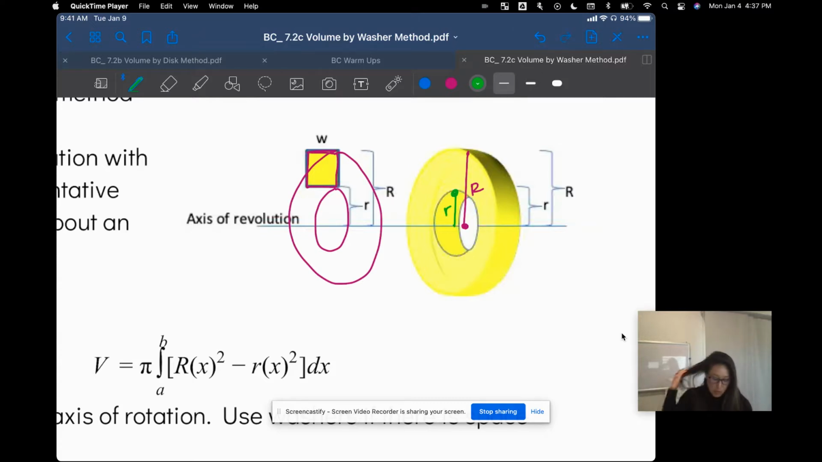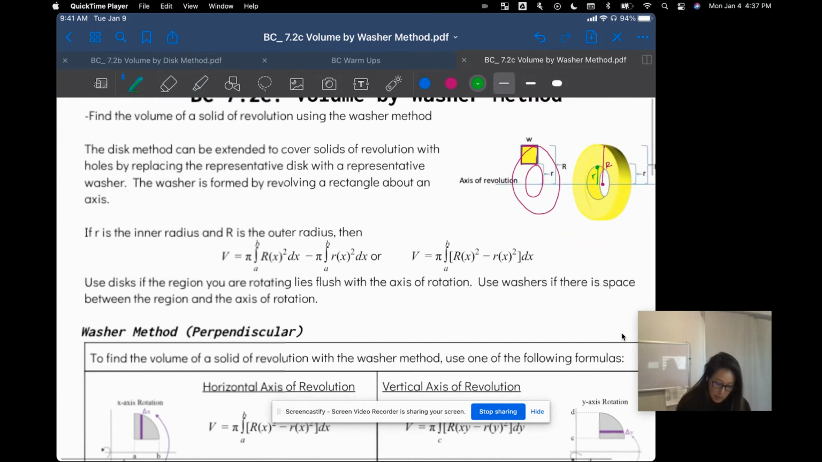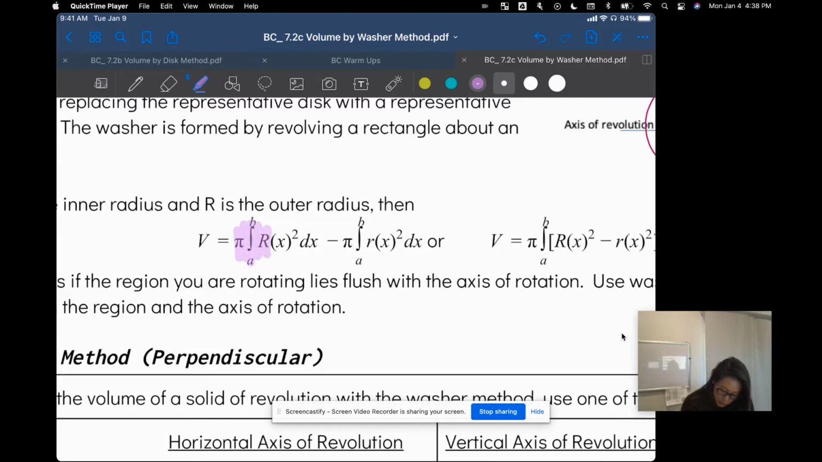So what we end up with to find the volume of our washer is basically the volume of the outer circle minus the volume of the inner circle, or little r. Same as we did for discs, we're just taking out the donut hole. So the blue takes out the donut hole of your rotated object.